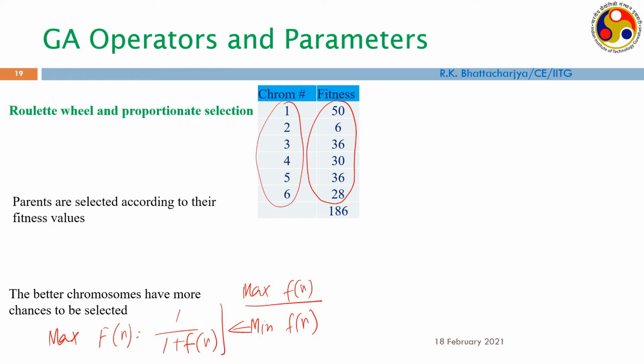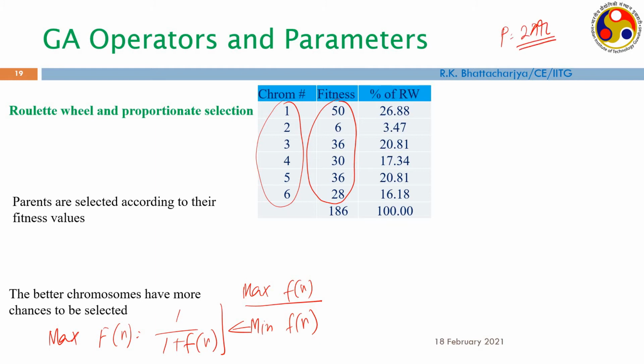So how to do that? I'm just creating a roulette wheel based on their fitness. Okay, so for the roulette wheel, suppose I say the total perimeter is 2πr, and this is 100%, this perimeter is 2πr.